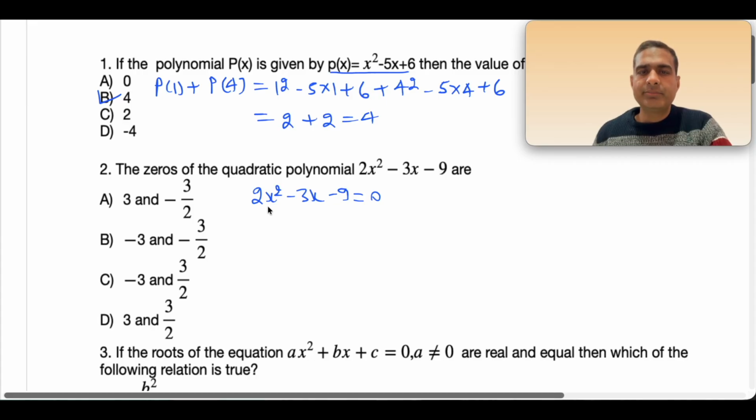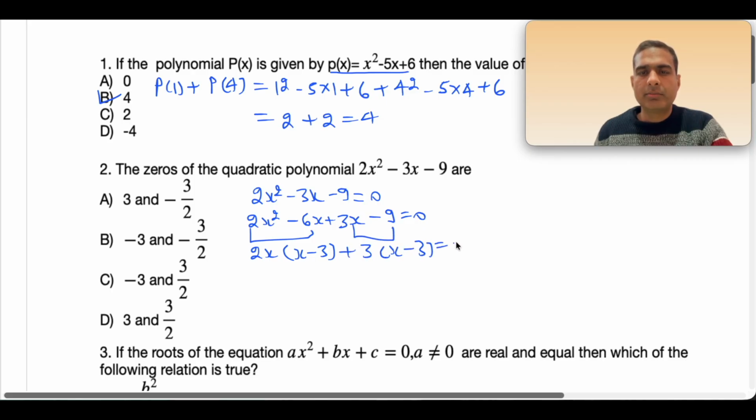And the coefficient of x is minus 3. So I have to find out two values whose sum is minus 3 but product is minus 18. So I hope you would have guessed it is minus 6 and plus 3. So minus 6 plus 3 is minus 3 and minus 6 into 3 is minus 18. So we can write minus 3x as minus 6x plus 3x minus 9 is equal to 0. So from this we can take 2x common. So if we take 2x common, x minus 3 will be there, and from these two we can take 3 common. So x minus 3 will be there.